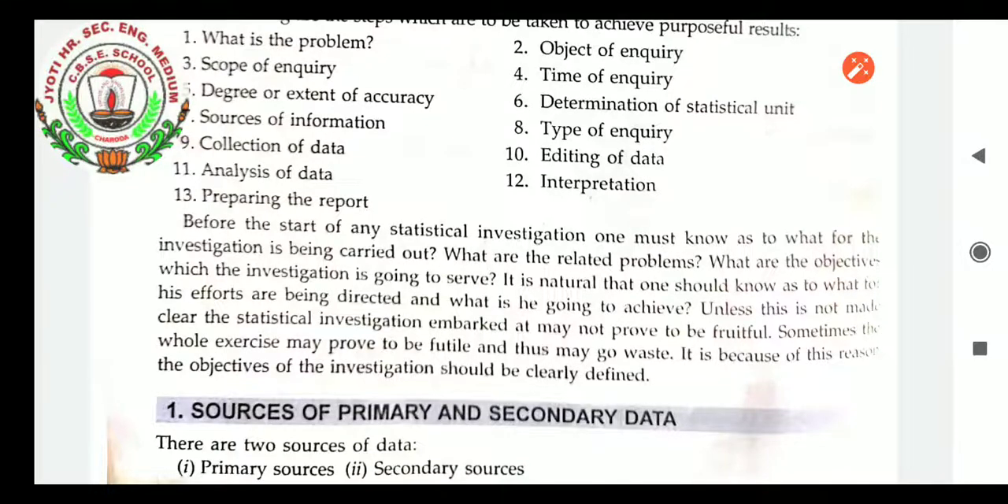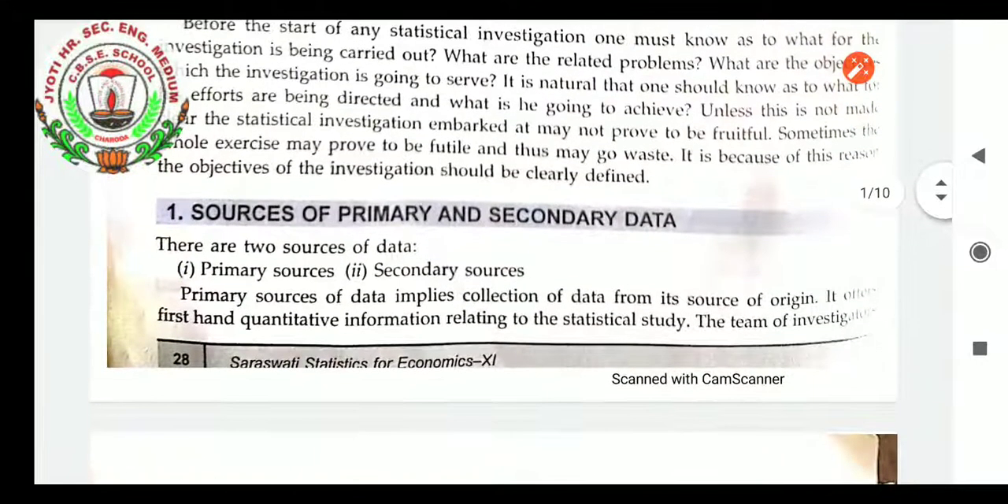Before the start of any statistical investigation or inquiry, one must know what the investigation is being carried out for. Why we are doing such an investigation, why we are doing such a type of collection of data, that must be clear and known to the person. What are the related problems, what are the objectives which the investigation is going to serve. It is natural that one should know what his efforts are being directed to and what he is going to achieve. All that you will come to know from the collection of data.